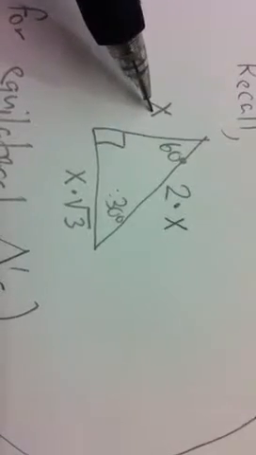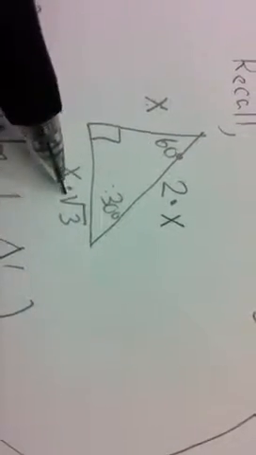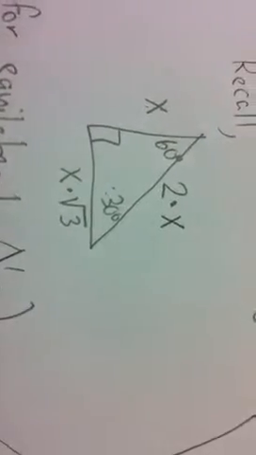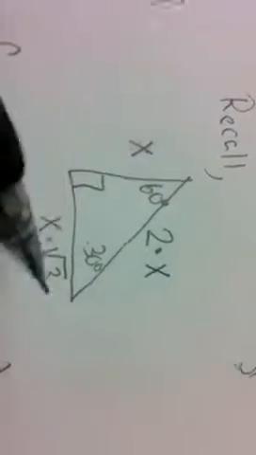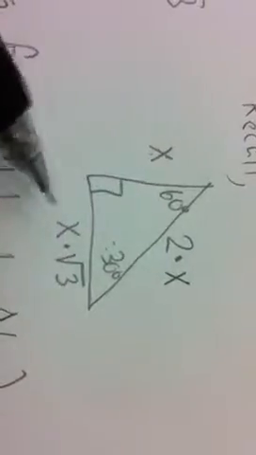With 30, 60, 90 triangles, there's this relationship that the side opposite the 30-degree angle, whatever it is, you can double that to get the hypotenuse. And you can take that same measurement and multiply it by square root 3 to get the side length opposite the 60-degree angle. So this is something that they've learned before. He'll need to know this for Algebra 2. So this is something that's important for him to know.